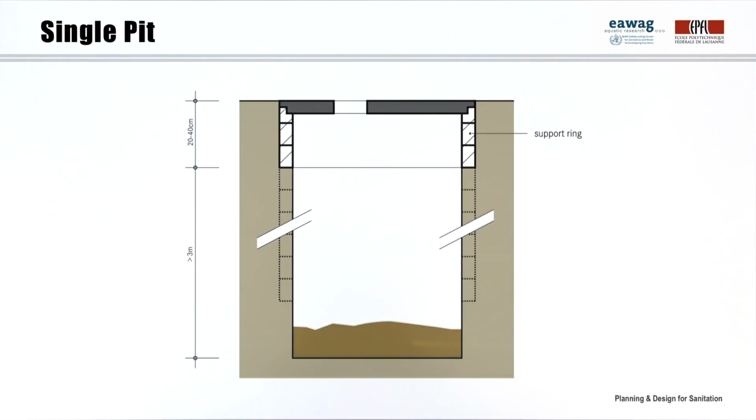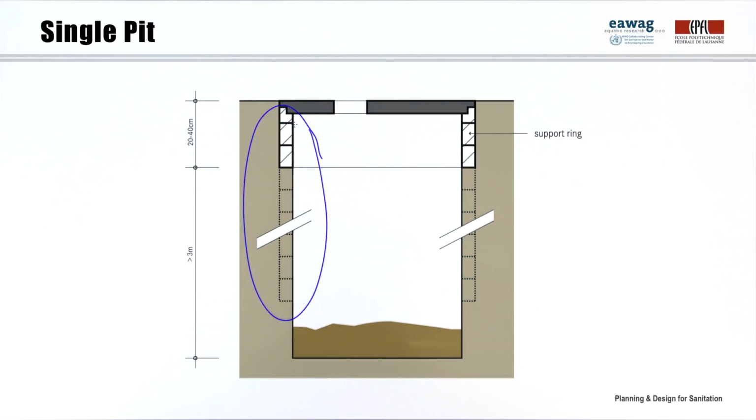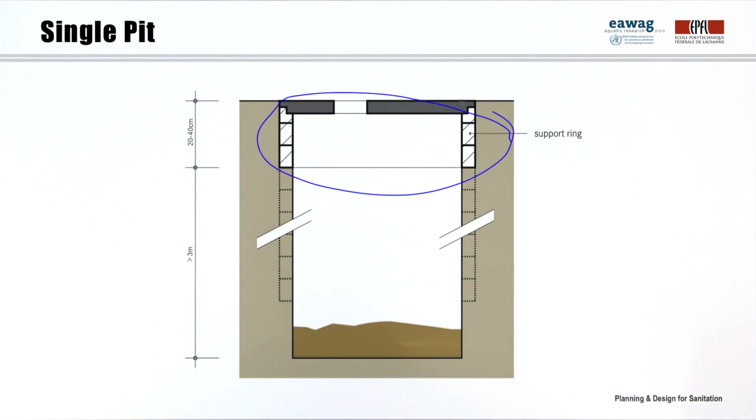The single pit is one of the most widely used sanitation technologies. It consists of a hole in the ground which is usually 3 or more meters deep. It normally has a lining to stabilize the walls of the pit. At least the top 20 to 40 centimeters should be lined with a support ring made of bricks or blocks. The user interface can then be placed on top of it. I will give you some more details about pit lining a little bit later.